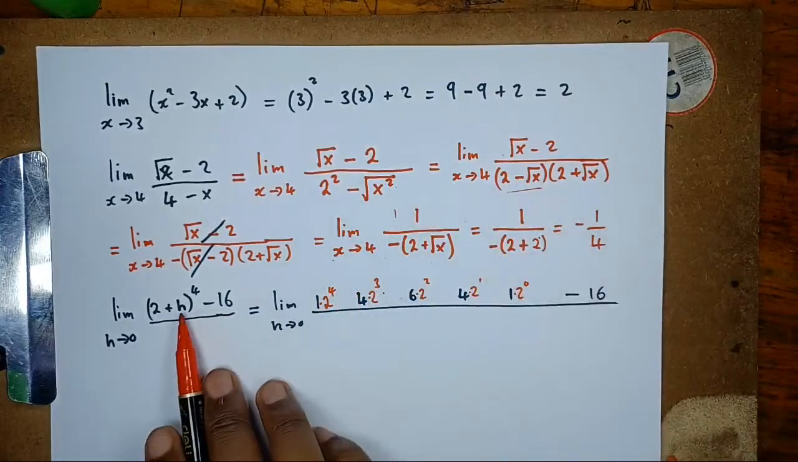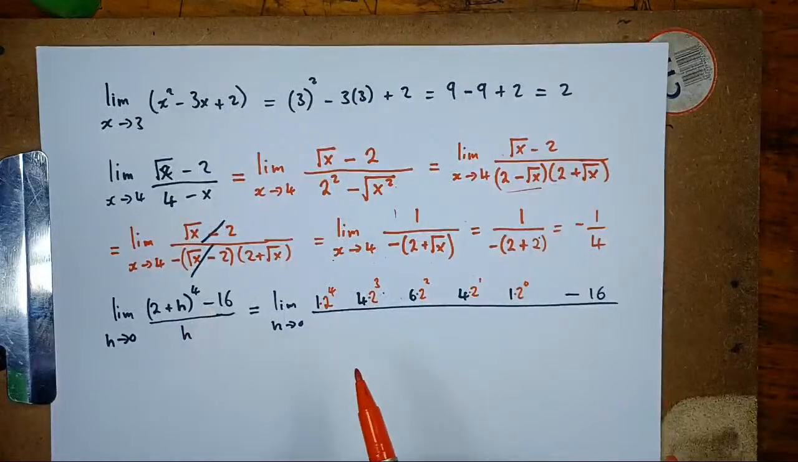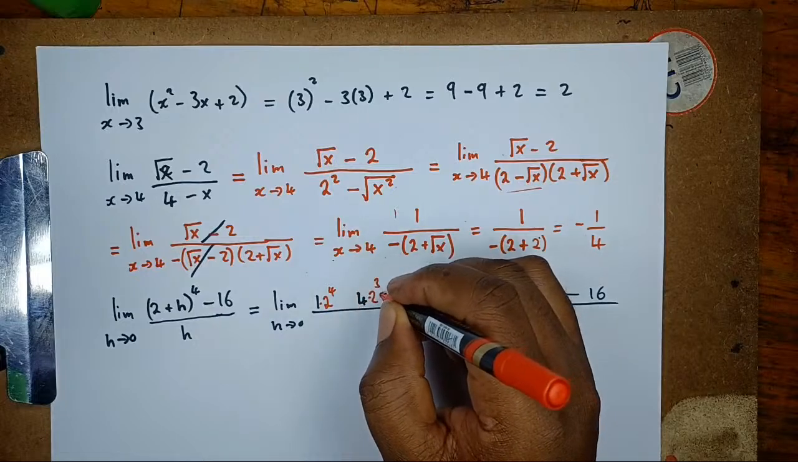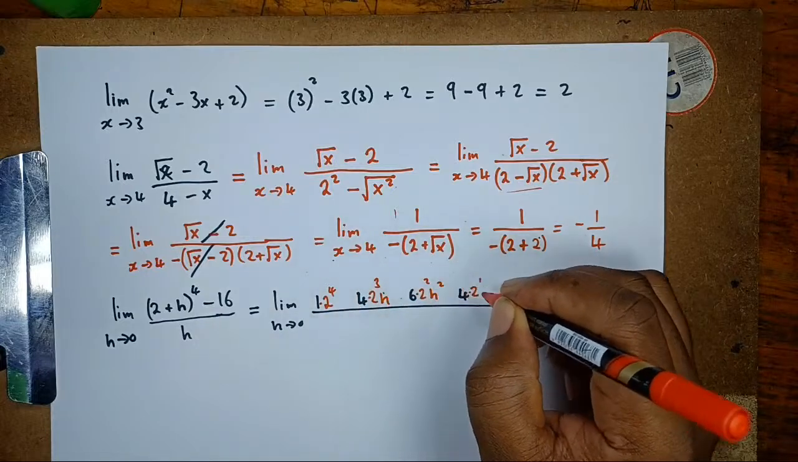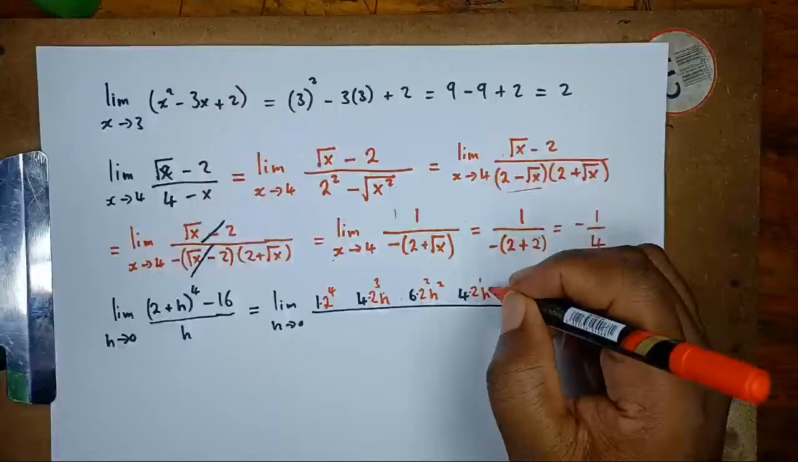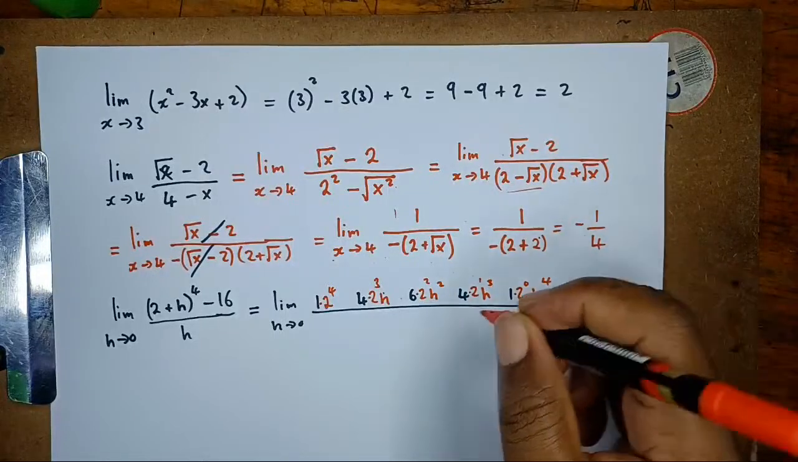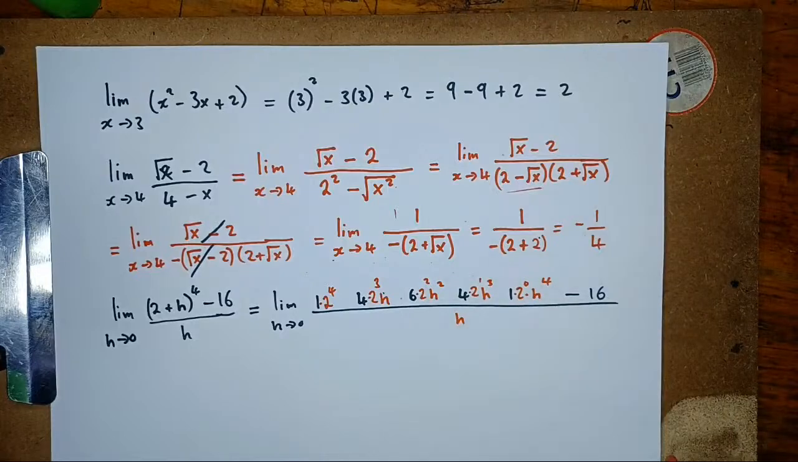The next thing is h will ascend. Now, if h is ascending, then we're going to have h power 0 here, which is just 1. This is h squared. This is h to the power 3. And lastly, this is h to the power 4. Remember, everything is over h.